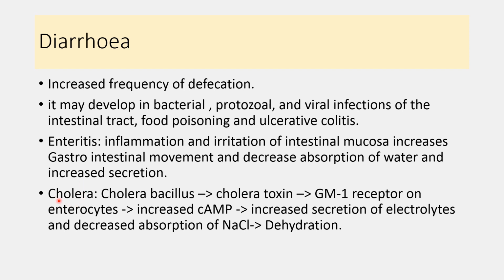Cholera is also a common cause of diarrhea. Cholera bacillus produces cholera toxin, and this toxin binds with the GM1 receptor on the enterocytes and increases cyclic AMP inside the enterocytes, which increases secretion of electrolytes and decreases absorption of sodium chloride, which produces dehydration. By giving oral rehydration solution, we can treat the patient with cholera.